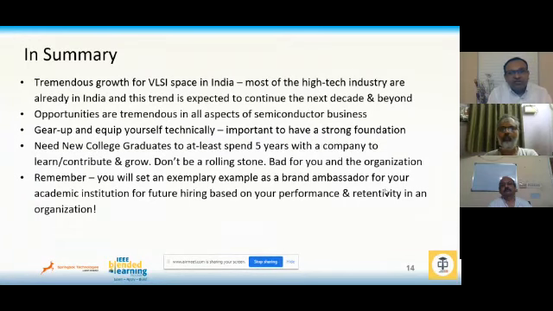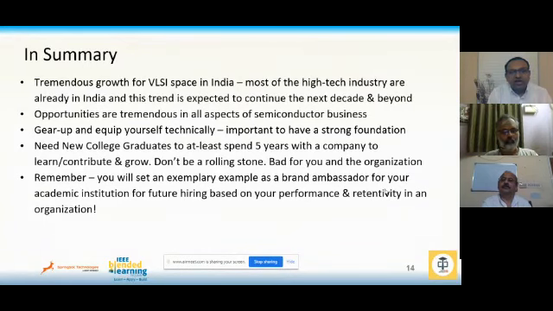Gear up and equip yourselves technically. It's very important to have a strong foundation. And we need new college graduates to at least spend 5 years with the company, right, to learn, contribute, and grow. Don't be a rolling stone. And by rolling stone, I mean that if you keep changing companies every other year, right, it's bad for you and for the organizations that they are going to, that are hiring from your institution.